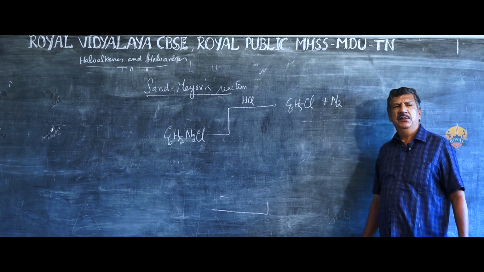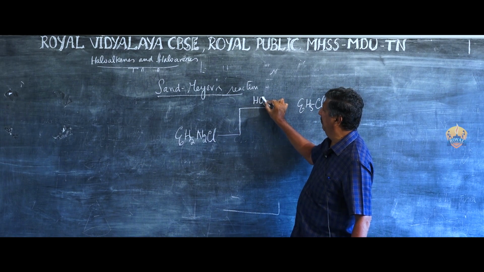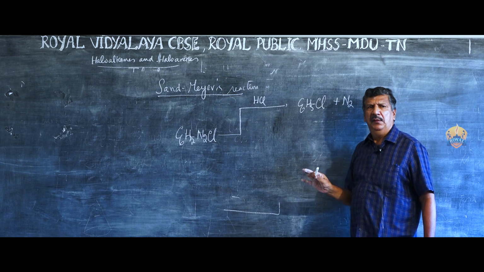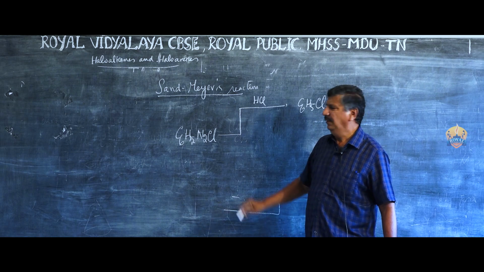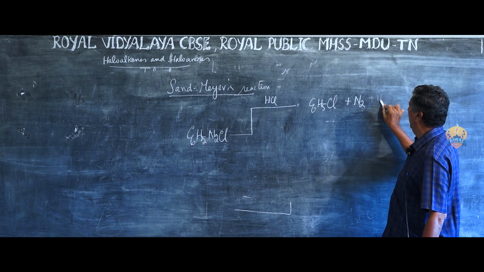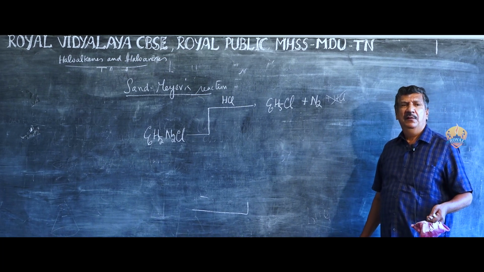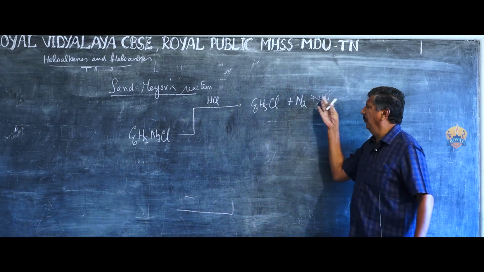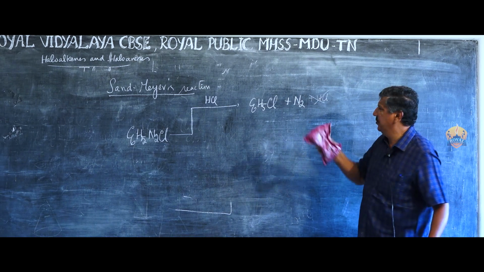Then you will ask me, sir, what about this Cl? This Cl will add to this one, giving the phenyl chloride, okay. This N2 will escape, okay. What about this Cl? This Cl will react with this H to form HCl. But we don't write this HCl because you will be confused. Why? You are treating with HCl, the product also HCl. So that's why we don't write HCl and all.